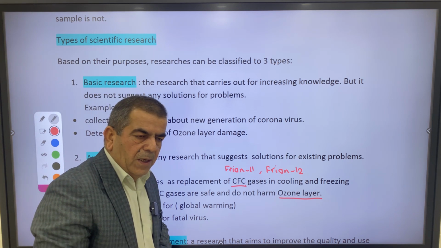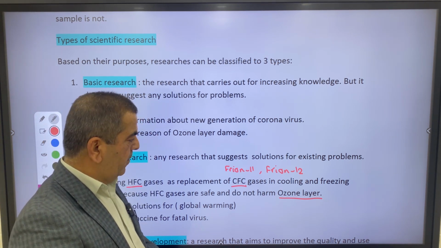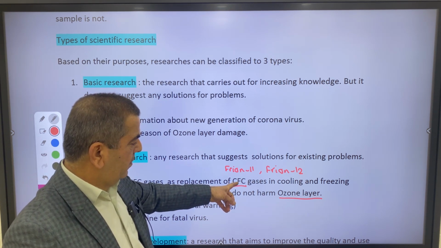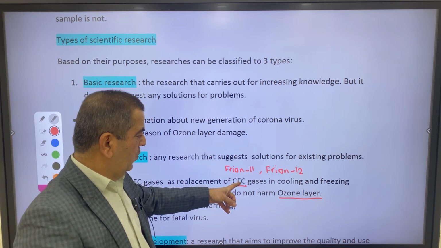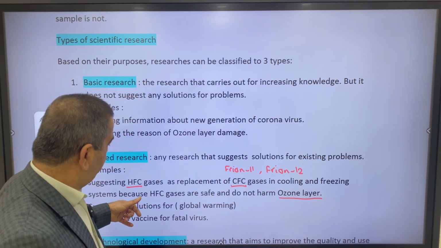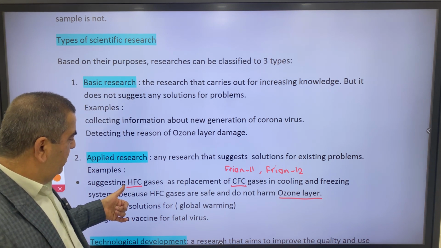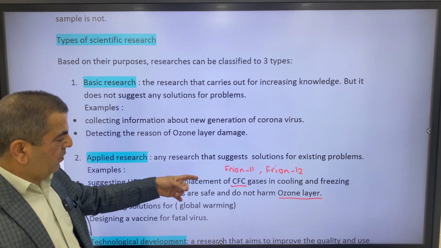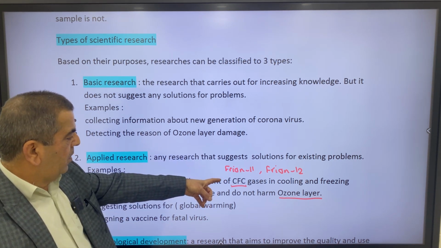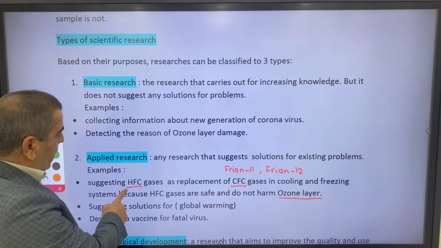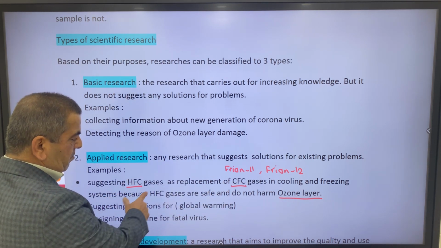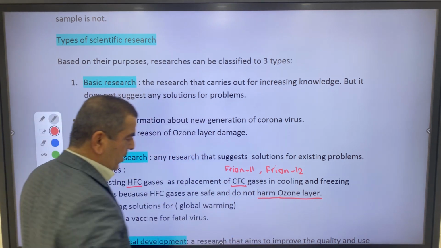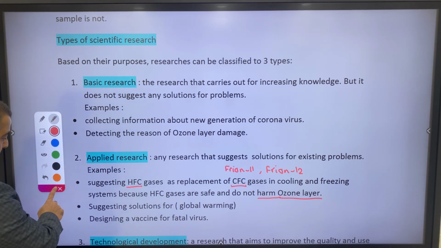But a decision made in the United Nations banned the use of CFC gases, and they forced the companies to use hydrofluorocarbon gases instead of what? Chlorofluorocarbon. Why? Because hydrofluorocarbon gases are what? Are safe. They don't harm what? They don't harm the ozone layer. Okay, we can see this is an example.